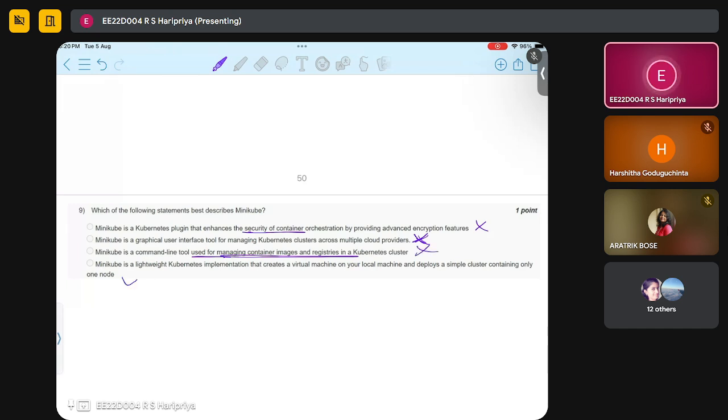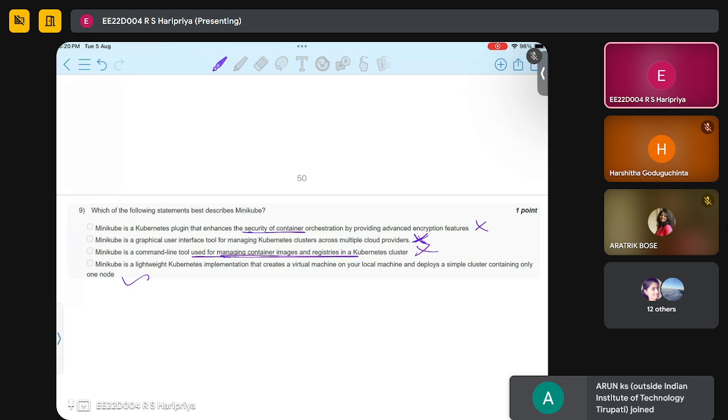So the right answer: Minikube is a lightweight Kubernetes implementation that creates a virtual machine on your local machine and deploys a simple cluster containing only one node. This is the right one.